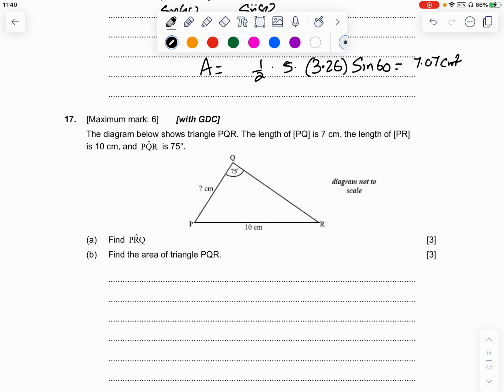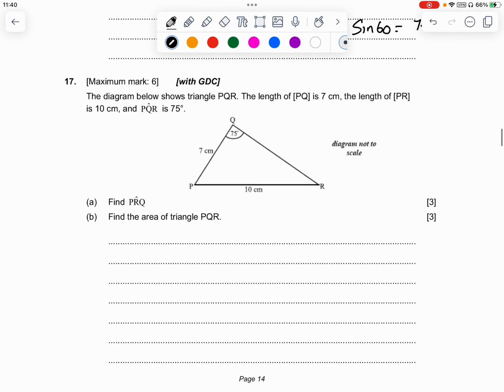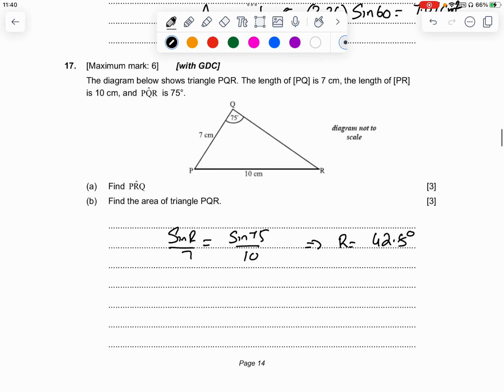Question number 17. Find angle PRQ. So I'm going to use the sine rule. Sine r upon 7 equals sine 75 upon 10. From here, the r value is 42.5 degrees. So what will be angle P? 180 minus 75 minus 42.5, which is 62.5.